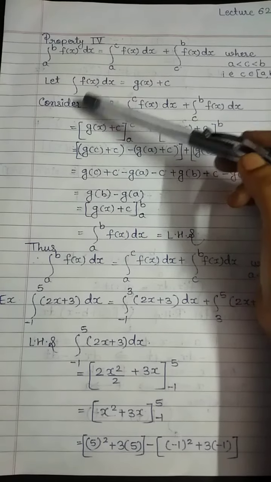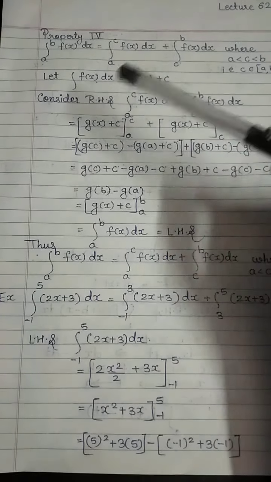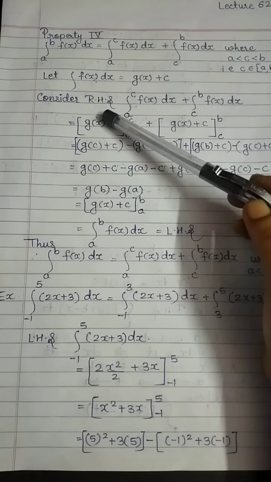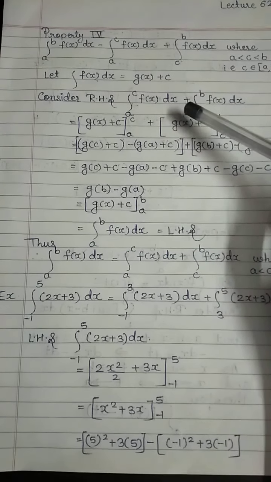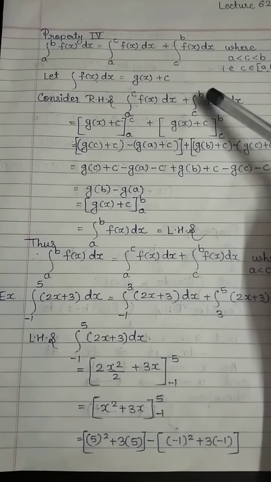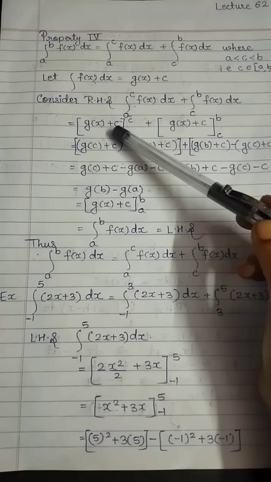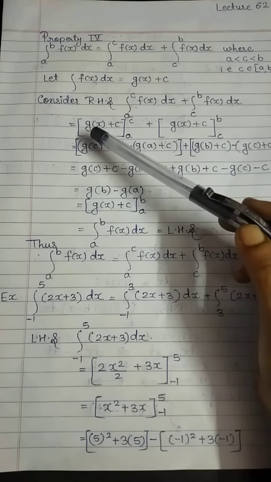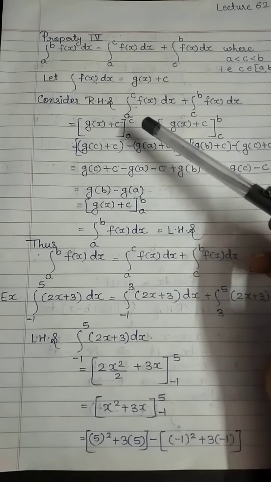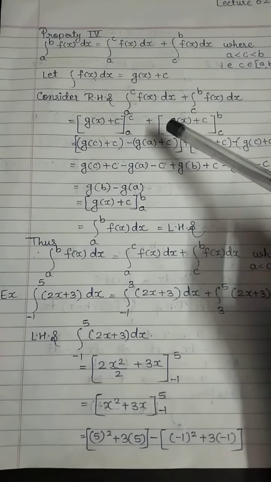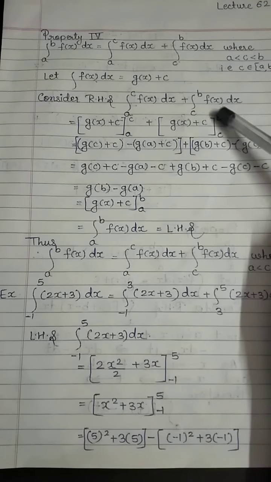So let integration of f of x dx is equal to g of x plus c. So consider RHS. Now our RHS is integration a to c f of x dx plus integration c to b f of x dx. Now substituting the value of integration, here we will get g of x plus c, lower limit is a, upper limit is c, plus g of x plus c, here lower limit is c and upper limit is b.